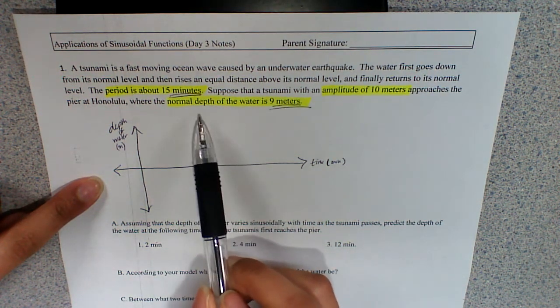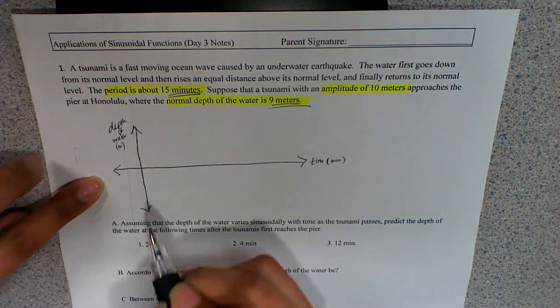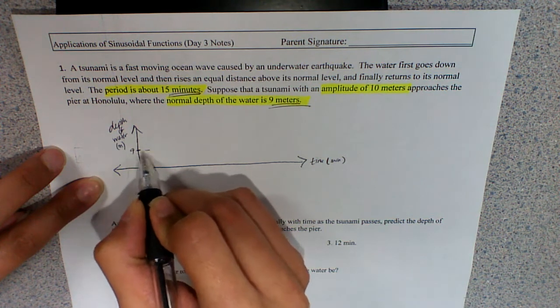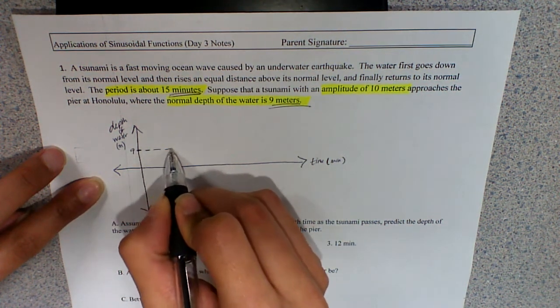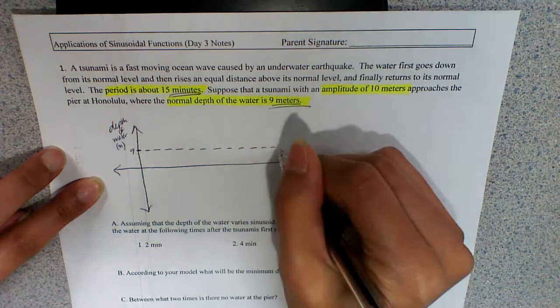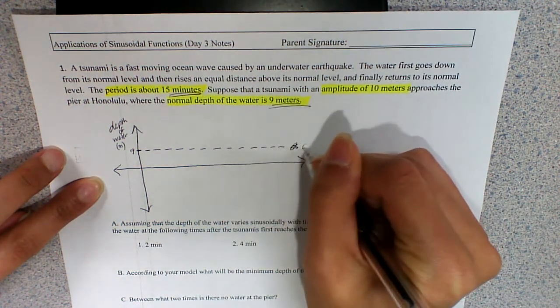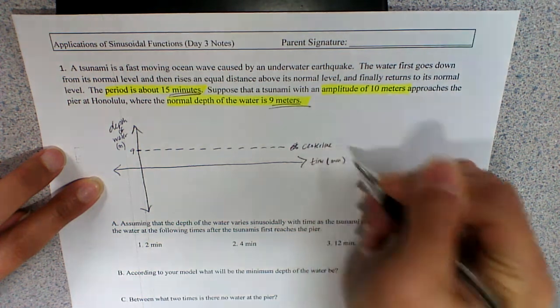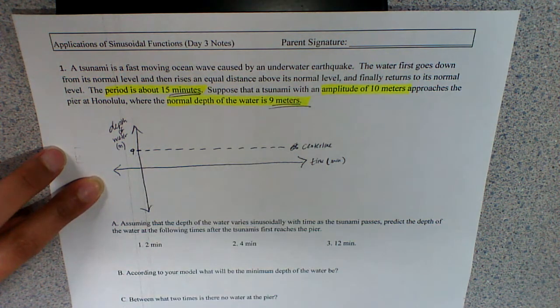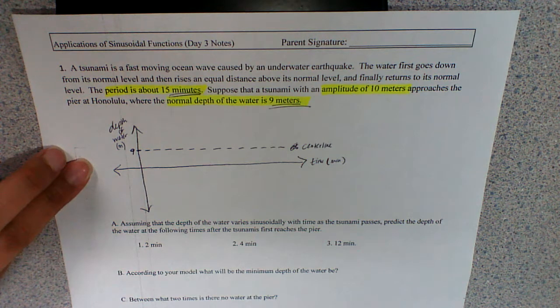Normal depth is going to be at 9 meters, so 9 is about here. Because it's your normal depth, 9 is going to represent what we call the center line in our graphs. So 9 will represent the normal depth, the center line, the mid. Okay, so now knowing that, we have to think about this and find a first point, because that's all the information that's given to us.